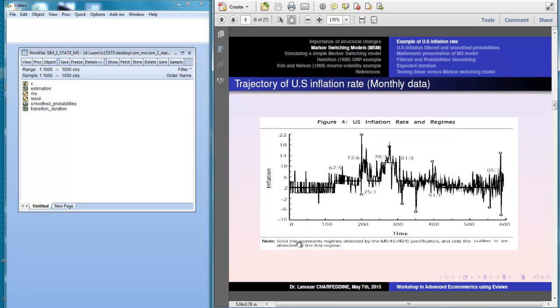In the first example, I have estimated a Markov switching model on the US inflation rate, and I have detected many breaks. The first one corresponds to the Vietnam War, in May 67. The second corresponds to the beginning of the first oil shock, in June 73, and the next break corresponds to January 75, the end of the first oil shock. Then here is the beginning of the second oil shock, then the end of the second oil shock, etc. Here, I think, it's the Gulf War, etc.